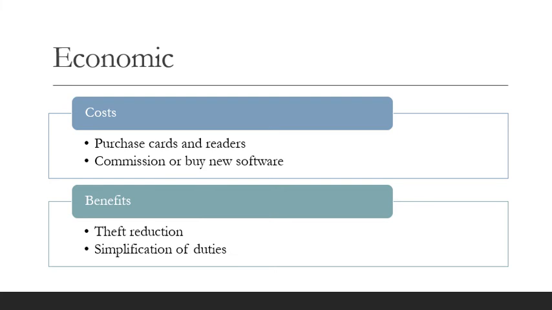Starting with the economic factors, there are going to be a lot of costs to get this whole thing started up. The employer is going to have to purchase cards and readers, and they're going to need to buy some new software to get this whole thing going. There are going to be some benefits though. There's going to be a lot less theft internally by employees and a simplification of duties. In the long run, this is going to increase profits. Although there's going to be a big initial cost, profits will be increased in the long run by implementing these softwares.